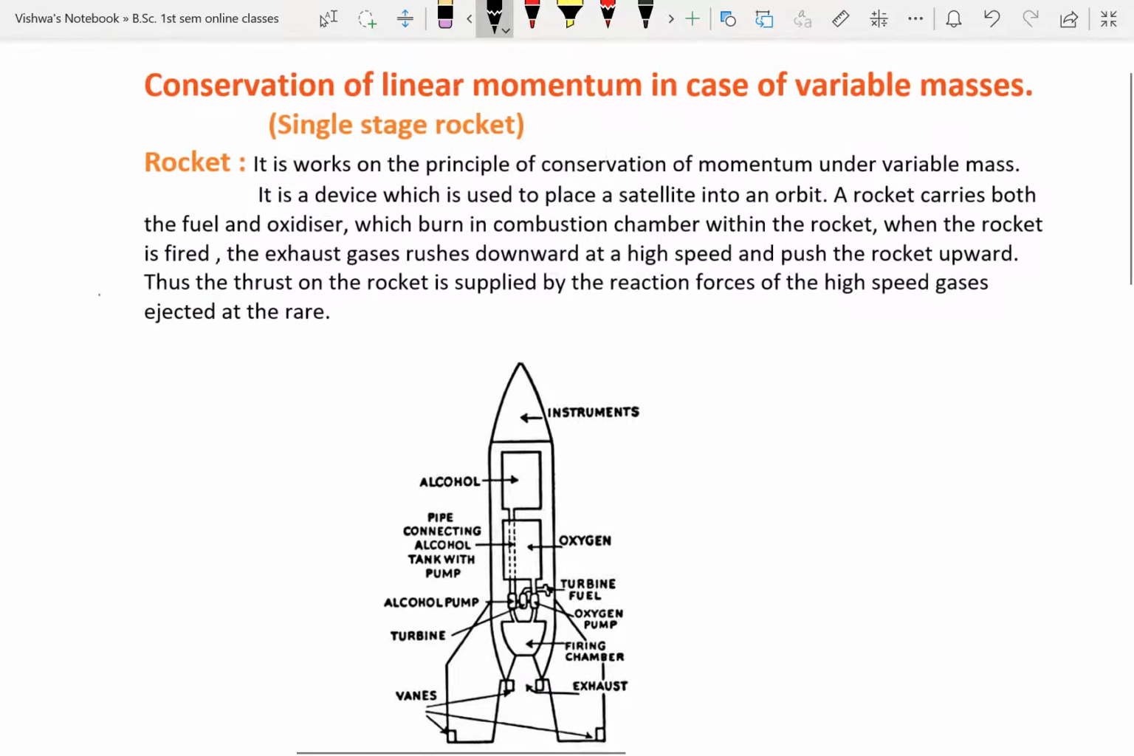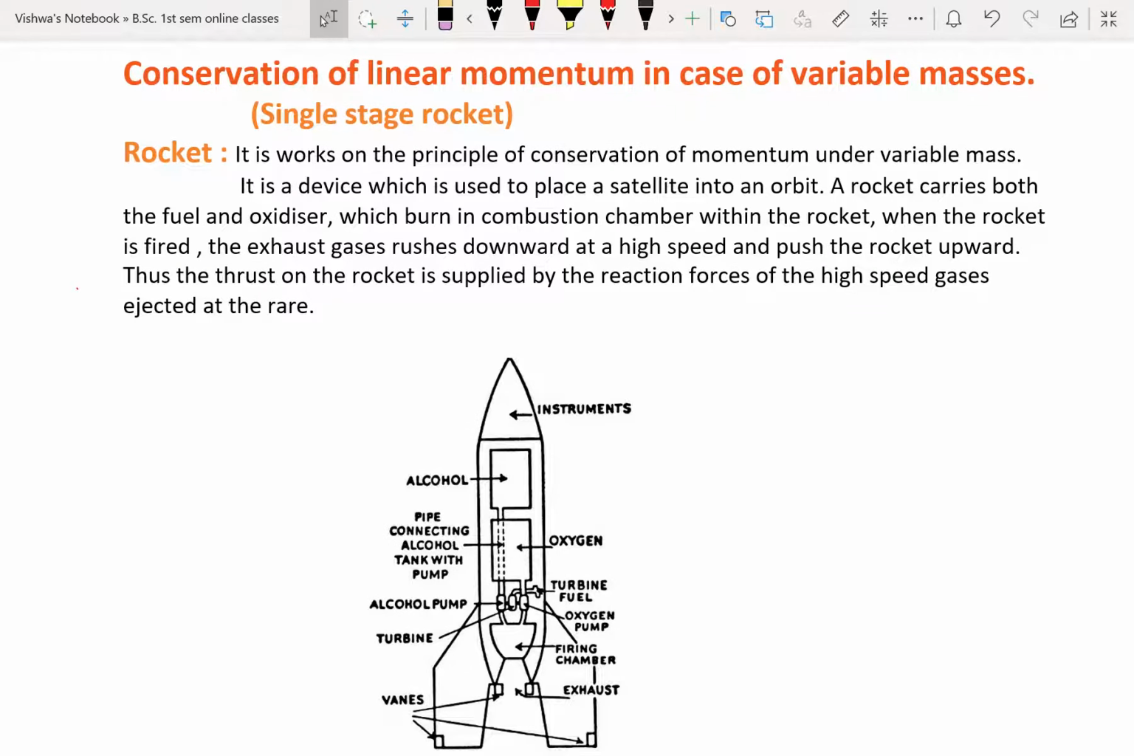In the previous video we have studied collisions, that is elastic collision and inelastic collision, under the condition of constant masses. They were studied on the basis of conservation of momentum. So that is conservation of momentum for constant mass. There we have not changed any masses, or there is no variable of masses.